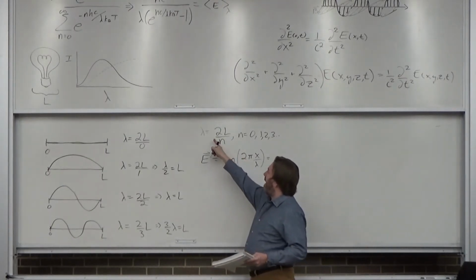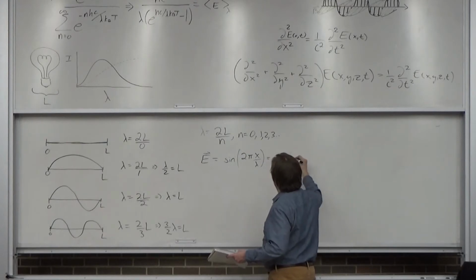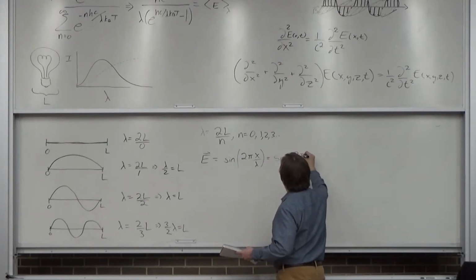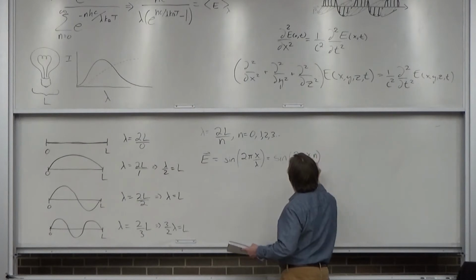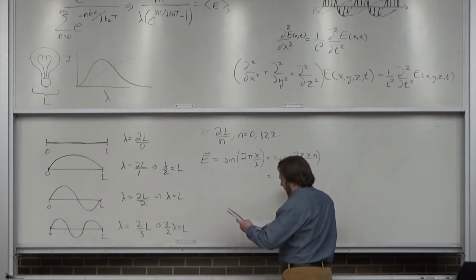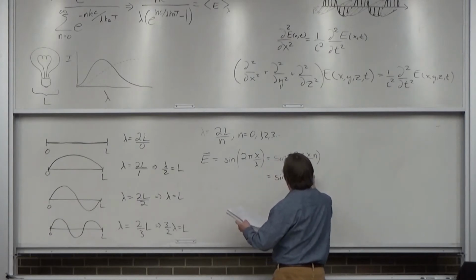Now you can see why I did this, because now I can describe this as a function of the length of the box. 2 pi x over lambda, which is 2L over n. And let me clean that up. That is sine n pi x over L.